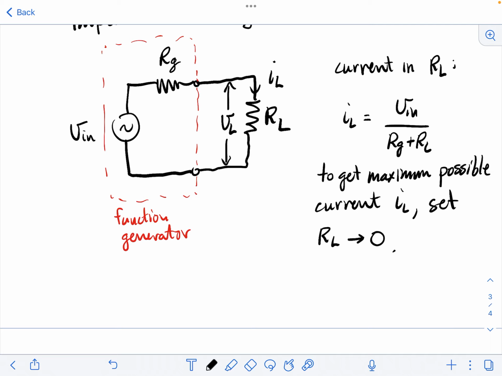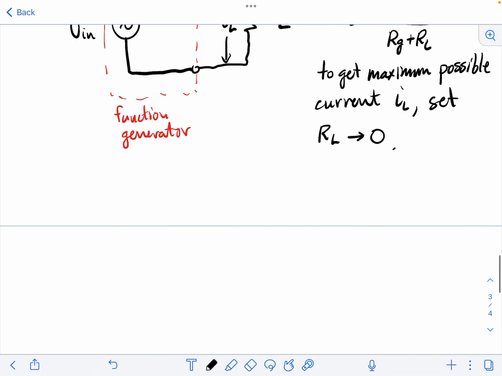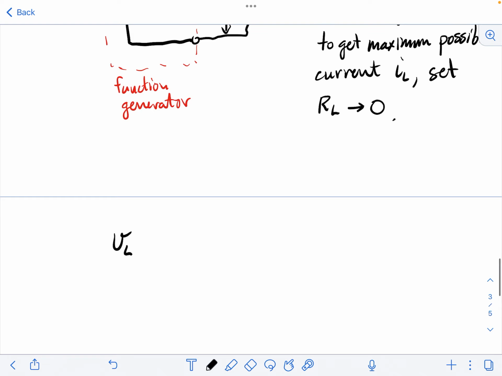All right, so we could ask a different question. We could say, well, what if I wanted to get the maximum voltage across this RL? Okay, so in this circuit, the voltage across RL is determined by a voltage divider, and this voltage is going to be given by whatever voltage the function generator is supplying, multiplied by this ratio of resistors, RL divided by RG plus RL.